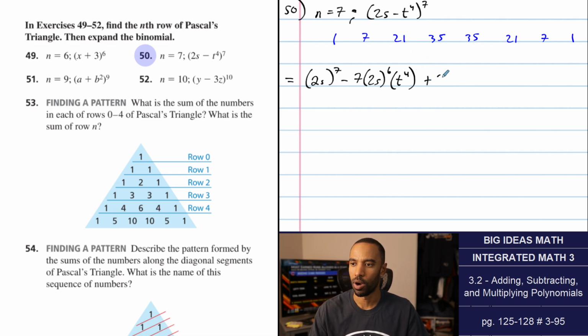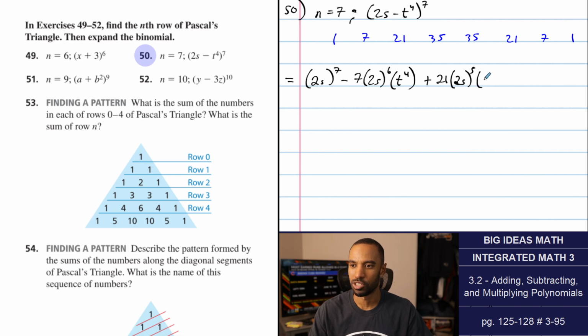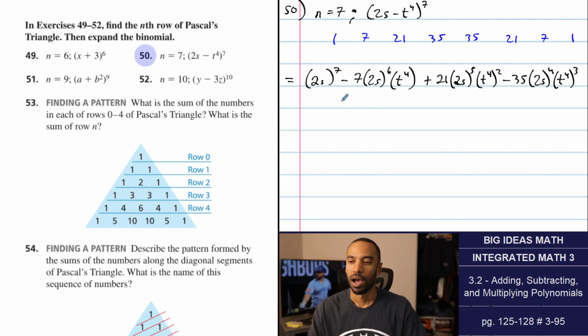Plus 21 times 2s to the 5th. Oh boy, my 5s look like s's. Uh-oh. 2s to the 5th. I hate when they use s's. Times t to the 4th squared, right? Minus 35 times 2s to the 4th times t to the 4th cubed. This is going to have a lot of work on it.